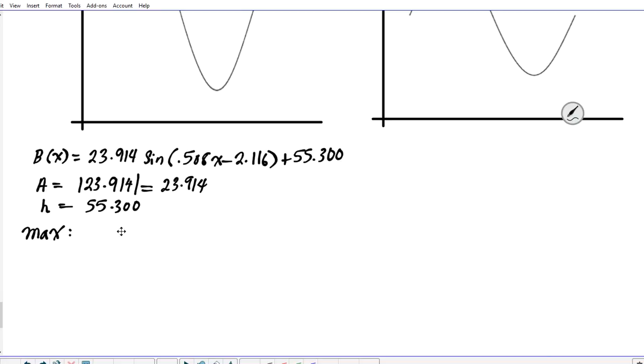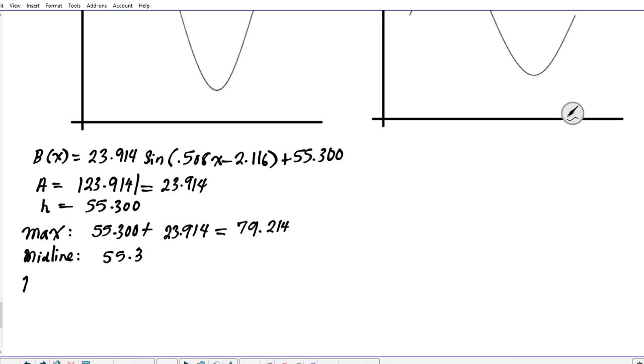The maximum is basically h, 55.300, plus your amplitude, which is 23.914. If you compute the sum, you're going to get 79.214. And then the midline is basically your h value, which is 55.3. These are all y values, by the way.